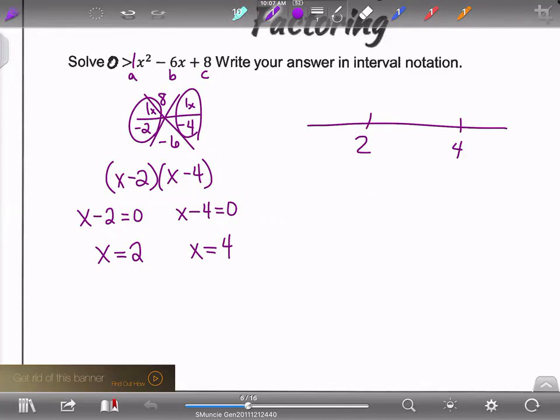Did you plug in a 2? You had the guiltiest look on your face.